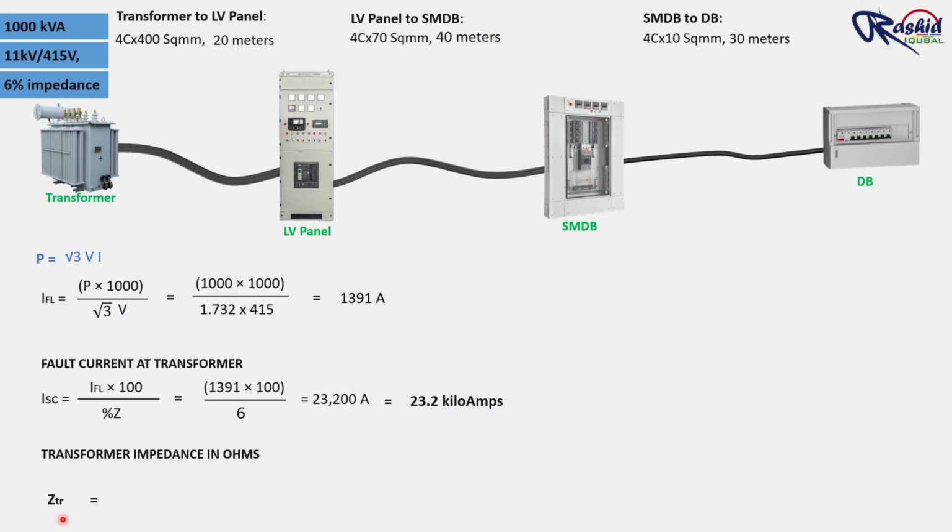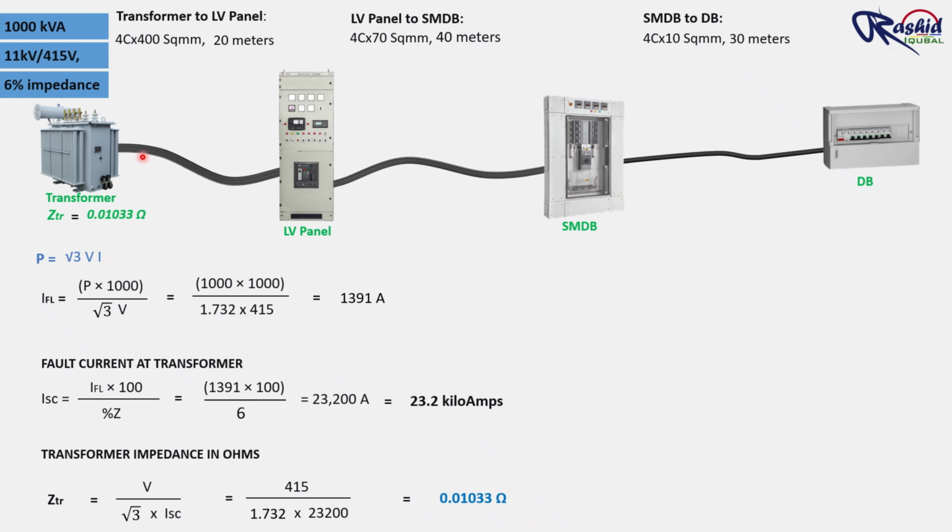So we have a formula: Z_TR, for the transformer, equal to V divided by root 3 multiplied by I_SC. This is short circuit current. Now let me substitute all these values in the formula: 415 divided by 1.732 multiplied by 23,200. After solving this, we get 0.0103 ohms. This is the transformer impedance referred to LV side.